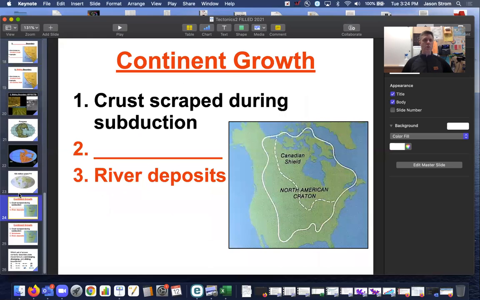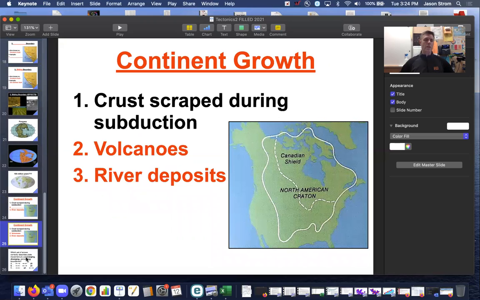Then how can continents grow? So crust can be scraped during subduction. Volcanoes can make continents grow, and also river deposits. So rivers carry sediment. When it enters the ocean, it slows down, deposits that sediment, and that can build up over time.